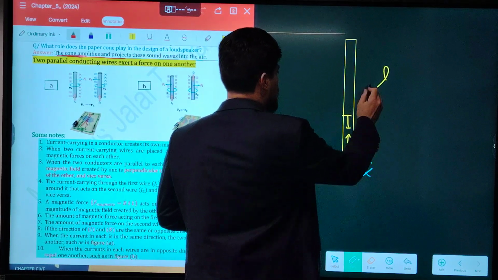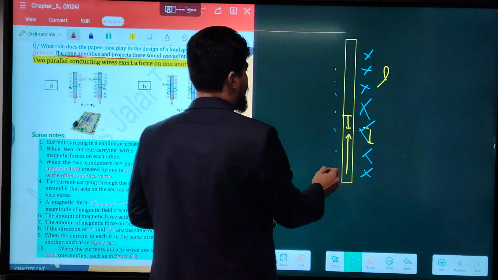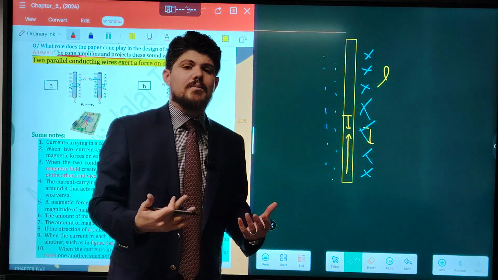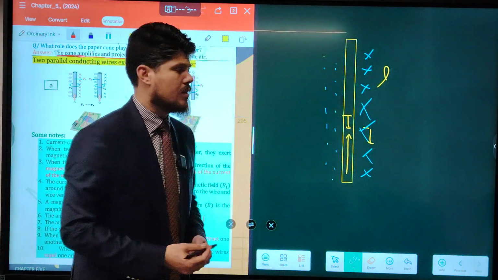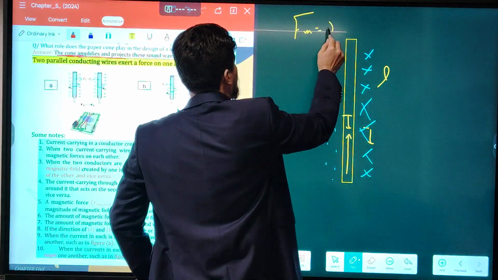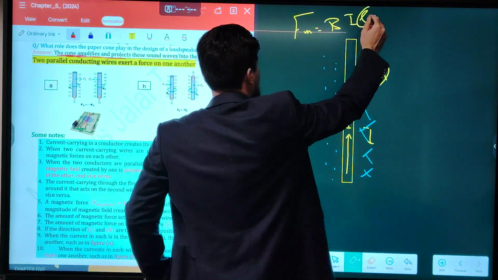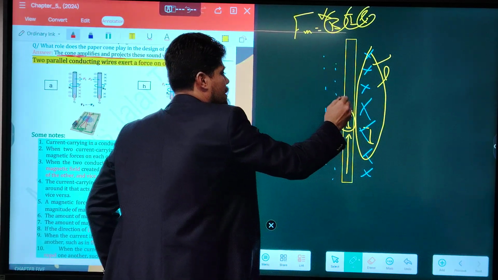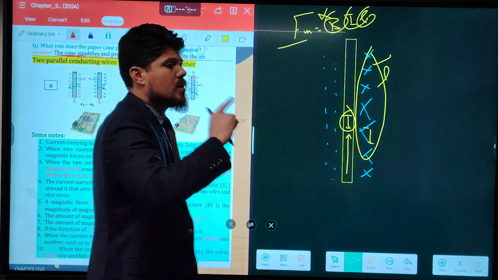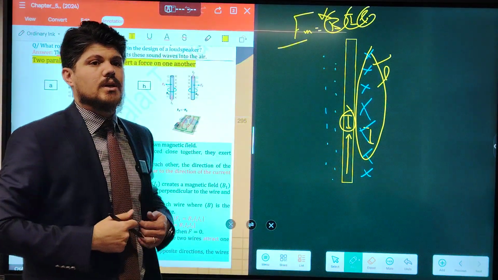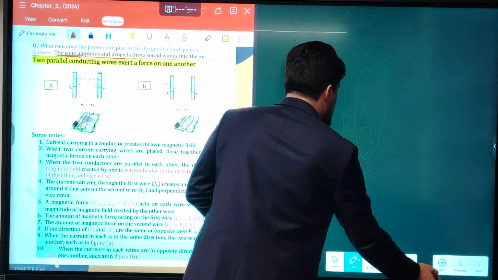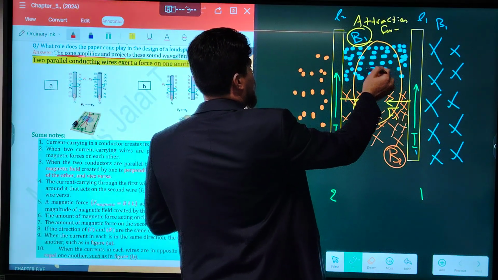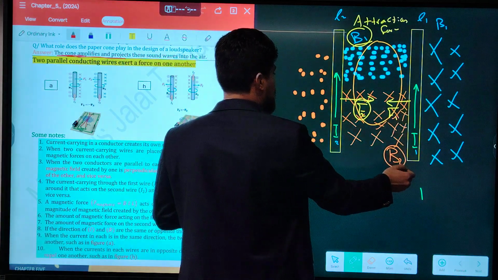But this field is the field of the current. The field of the current does not exert a magnetic force. There should be an external magnetic field to exert a magnetic force on the wire. So here, magnetic force is equal to what? BIL. Do we have L? Yes. Do we have I? Yes. But we don't have B here. The magnetic field created by its own current does not exert magnetic force on the wire. Keep it in your mind. This is very important, guys. Don't be confused, please. That is why the magnetic force on the second wire is exerted by B1, and the magnetic force on the first wire is created by B2.